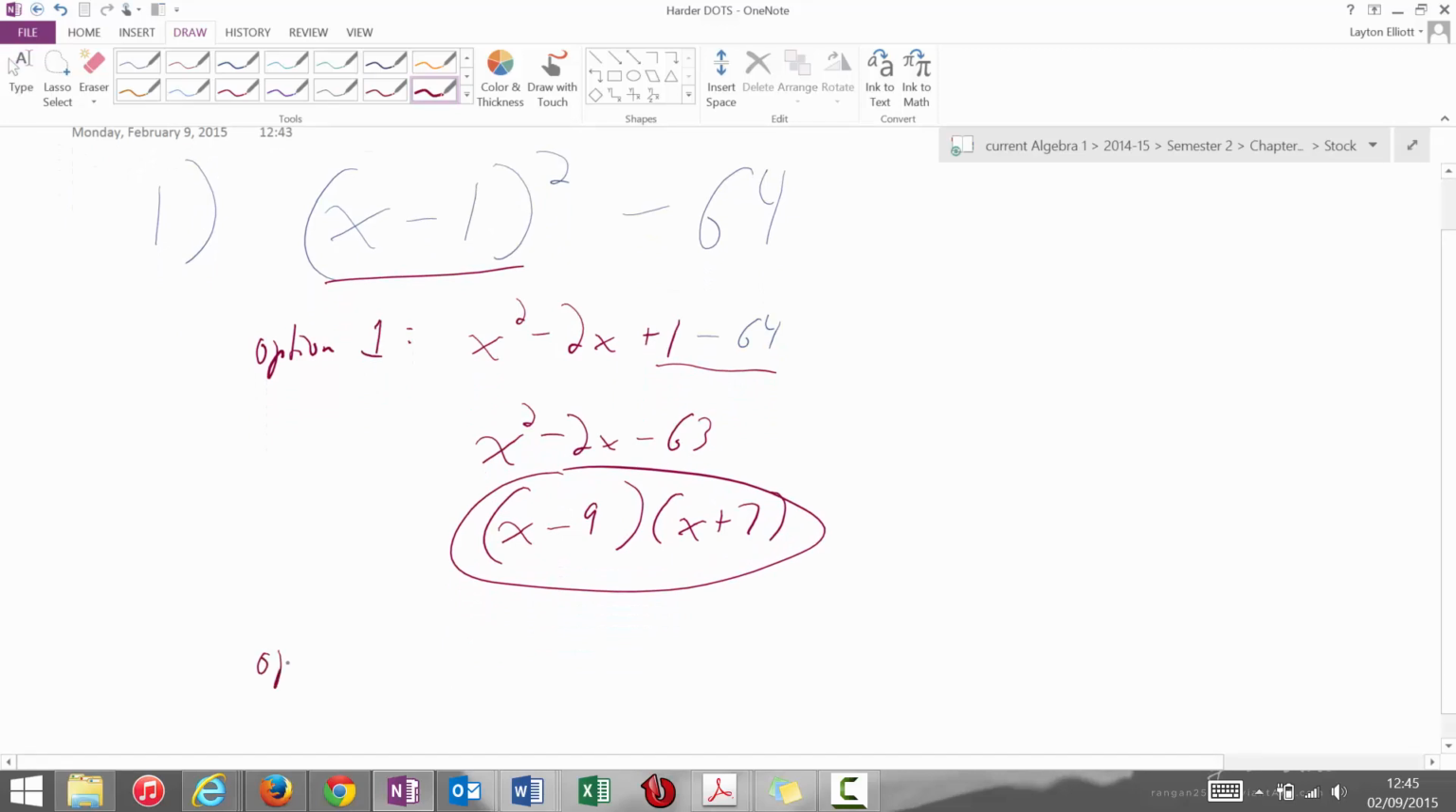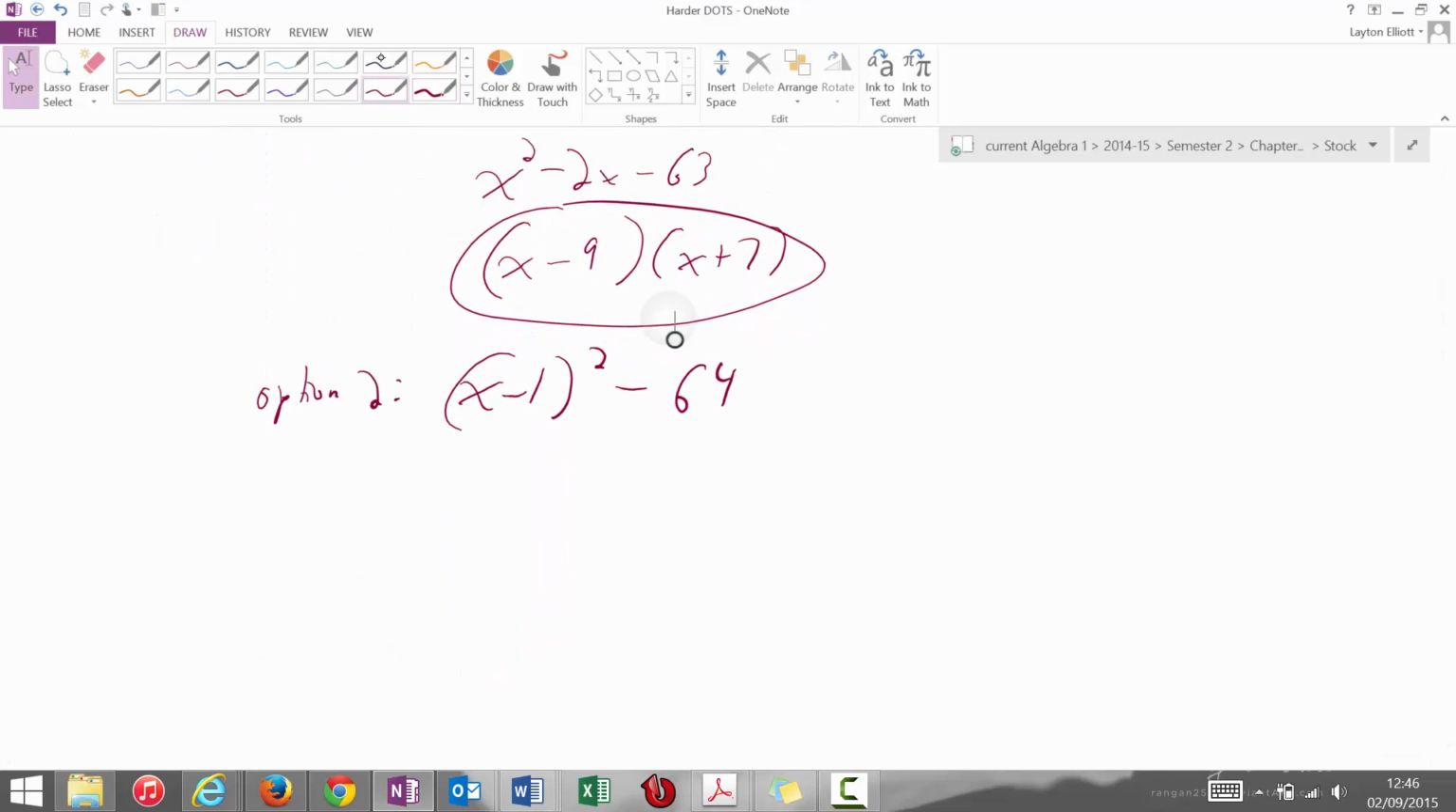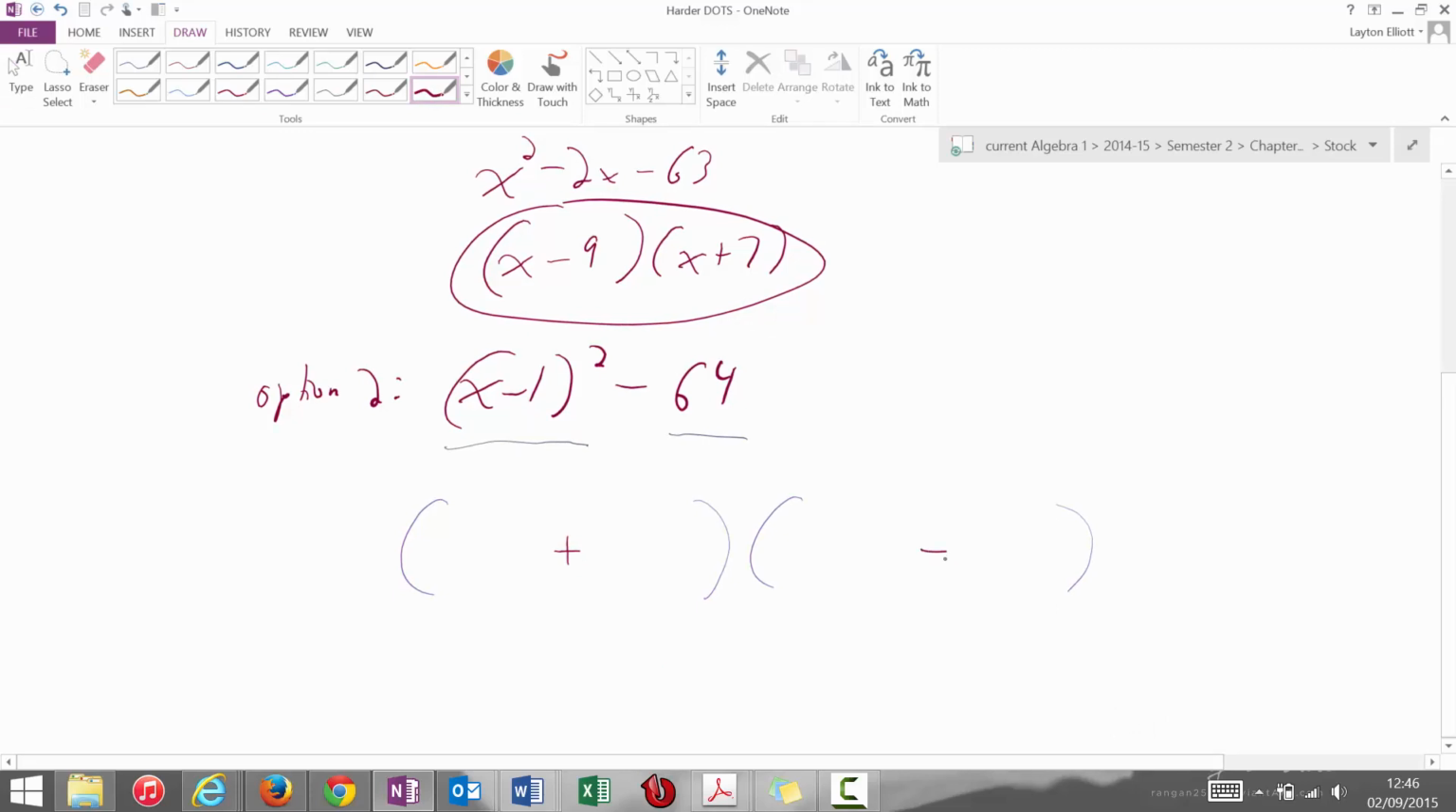But option 2 is going to be far better with some of the problems that we're going to be doing. Option 2, with (x − 1)² − 64, is to see that this is a difference of two squares. What I have is something squared minus something squared. And when I have a difference of two squares, it splits into a binomial, two terms, and a binomial, two terms, with a plus in one and a minus in the other.